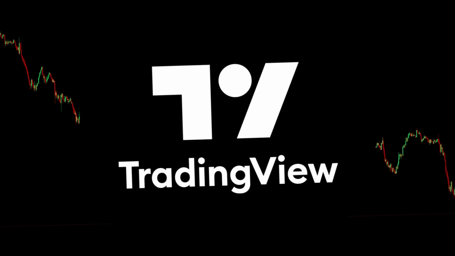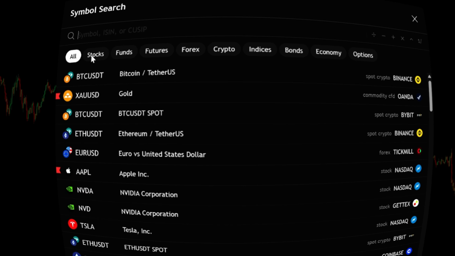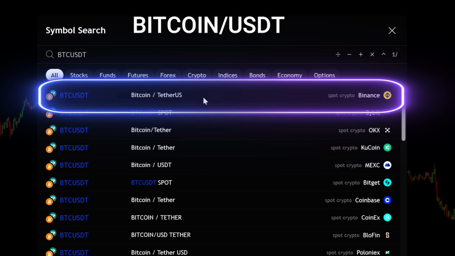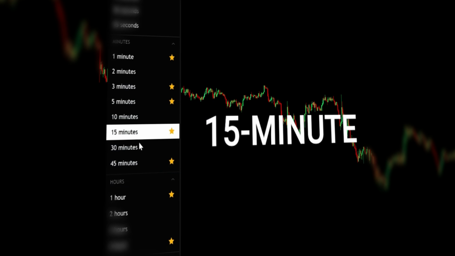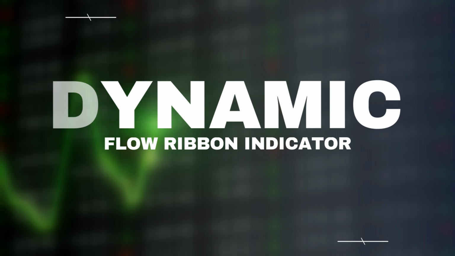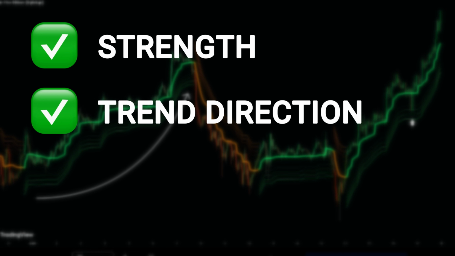First things first, open up TradingView. I'm using Bitcoin on the 15-minute time frame. The core of the setup is the dynamic follow ribbon indicator. It shows the strength and direction of the trend using colored bands.